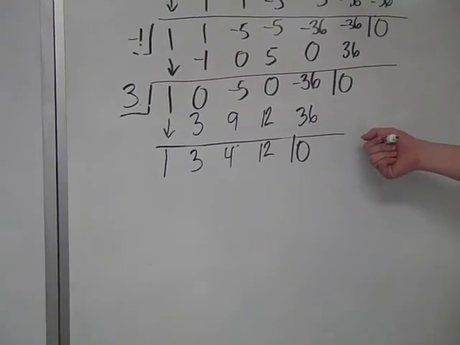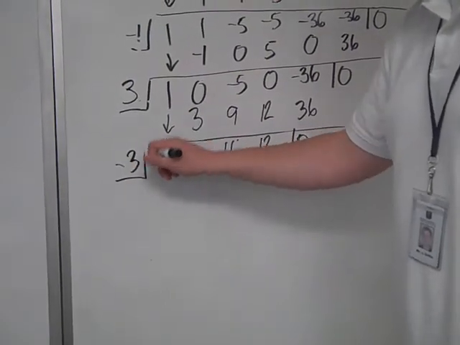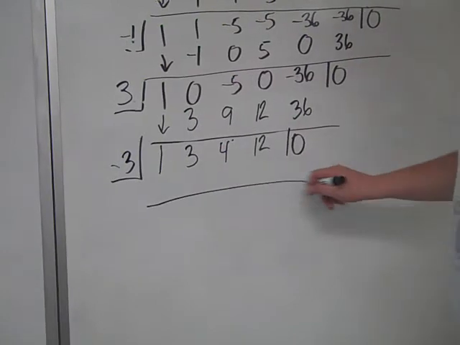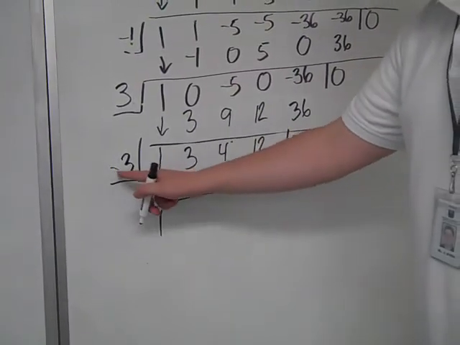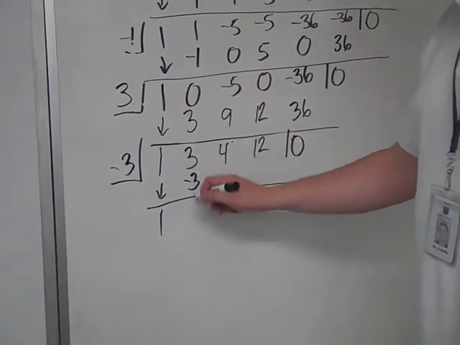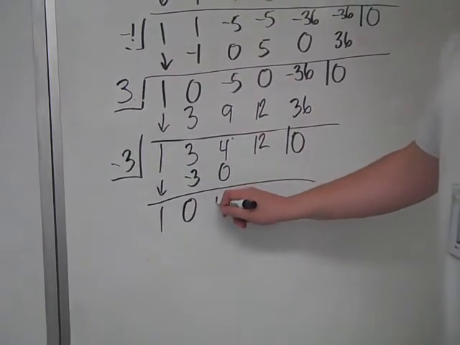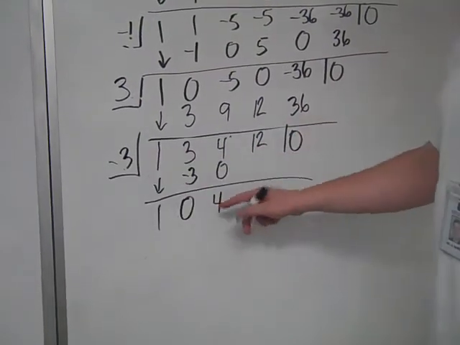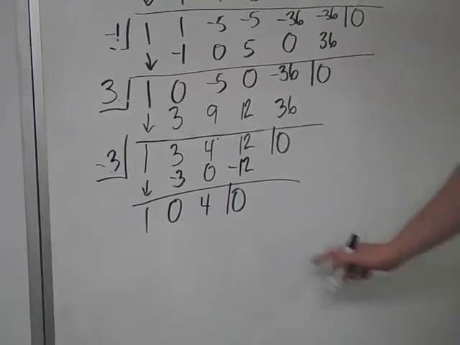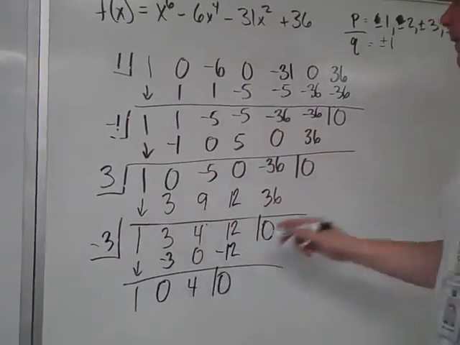So 3 worked. Let's try negative 3. Hopefully negative 3 will work, but we'll see. Bring down the 1 here. Negative 3 times 1 is negative 3. Add those together, I get 0. Negative 3 times 0 is 0. Add those together, 4. Negative 3 times 4 is negative 12. Look at that. And I get 0. So my roots are going to be 1, negative 1, 3, and negative 3.